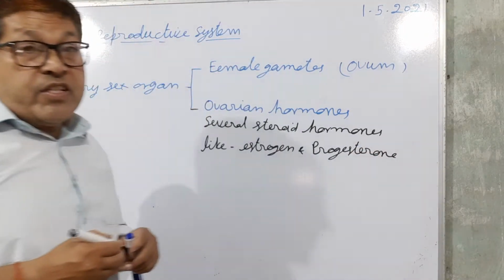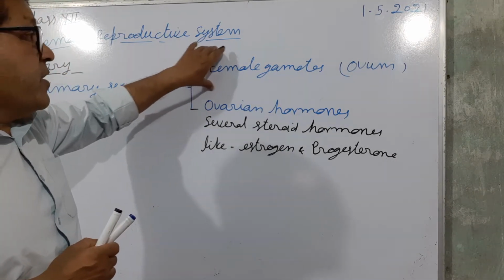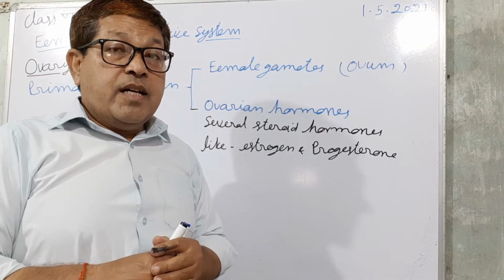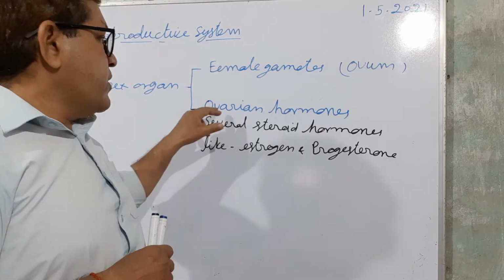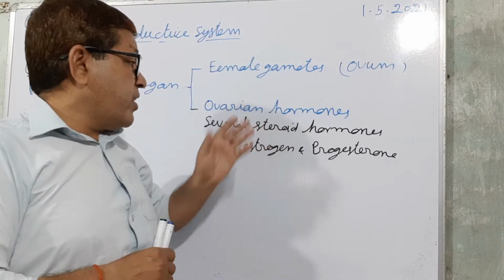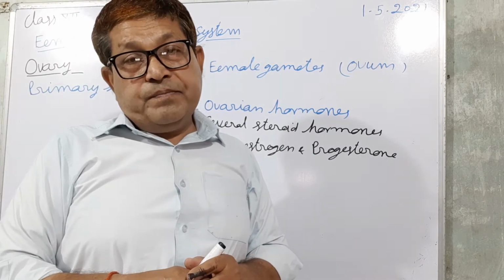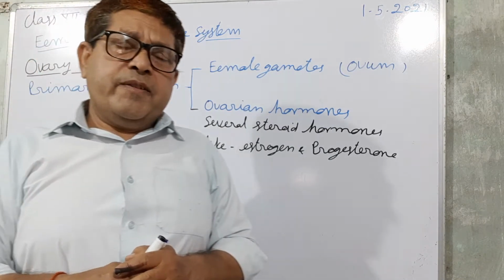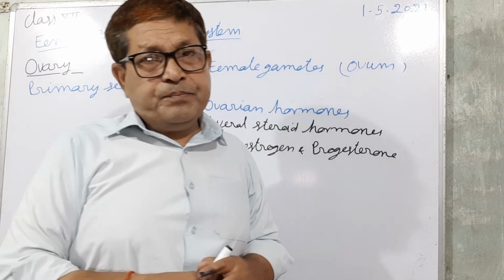So these are the main functions of the ovary. One main function is that it produces the female gametes or ovum, which is involved in reproduction, and the other is ovarian hormones. Ovarian hormones are several steroid hormones like estrogens and progesterone. These hormones are mainly responsible for the development of the secondary sexual characters.